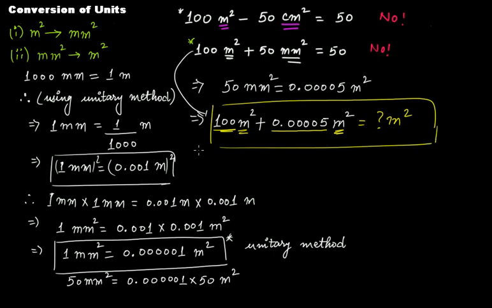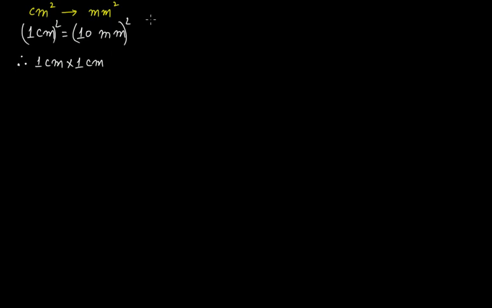Similarly, can we change centimeter to millimeter? Let's do this. So if you have to change centimeter square into millimeter square, how will you do this? We know that 1 centimeter is equal to 10 millimeter. Therefore, 1 centimeter times 1 centimeter, that is, we are actually squaring both the sides. 1 centimeter times 1 centimeter is equal to 10 millimeter times 10 millimeter.